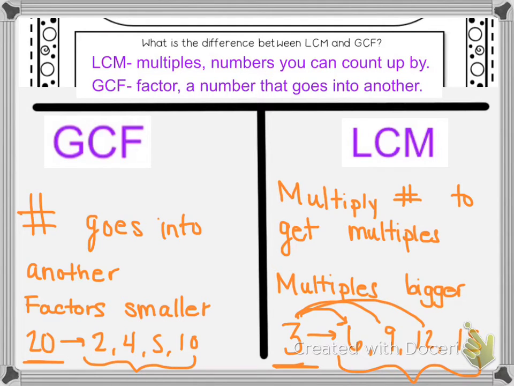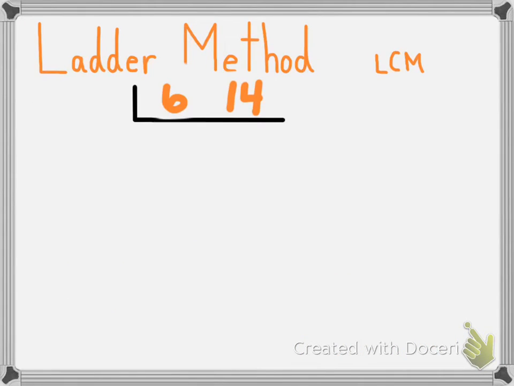That's the difference between GCF and LCM. Factors are smaller, and they're numbers that go into our starting number. Multiples are bigger, and they're numbers that are a product of the beginning number. So there's a method to figure out exactly how we can find multiples and GCF, or factors.